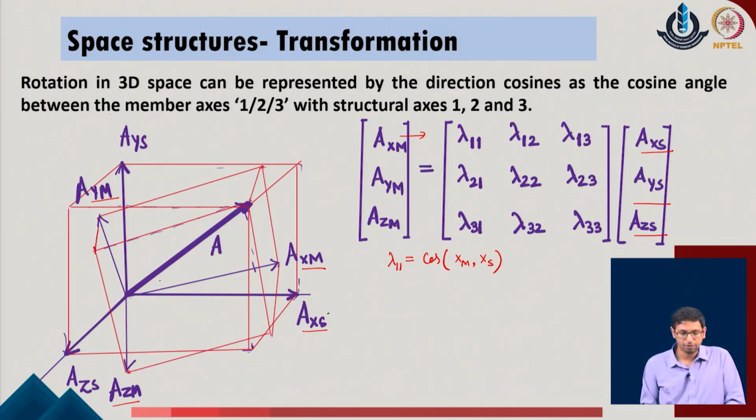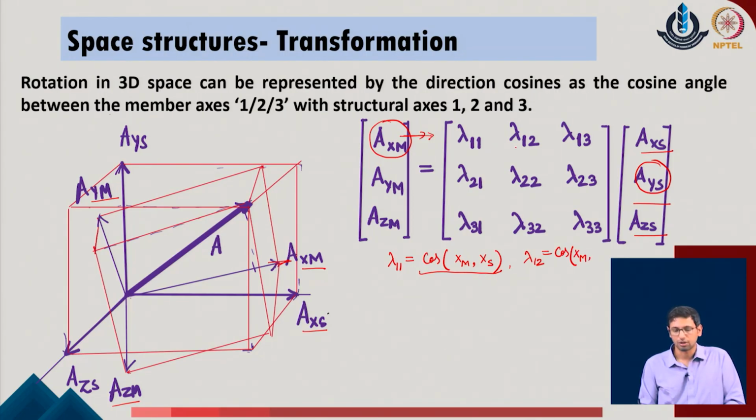So, the angle between the x of m, which is this given part, and the x of s, which is the original structural system, that cosine angle is the lambda 1 1 in the given problem. Similarly, when I look for the lambda 1 2, I realize that again it is written with respect to the same row, that means it is giving the relationship between the x of m with respect to the y of s in the given system.